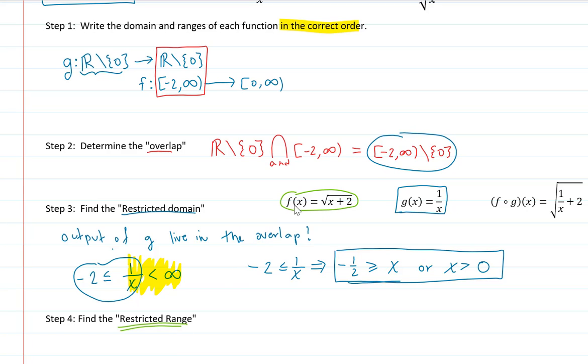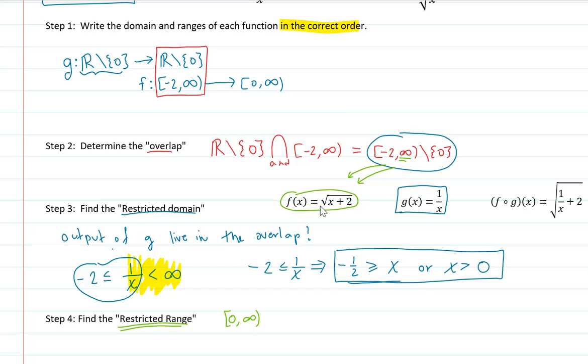You just need to look at what we are feeding the f function. And remember, what we're feeding the f function is the overlap. So when x is -2, the square root of -2 plus 2 is going to be, well, 0. And then as x becomes arbitrarily large, well, the square root of something really, really large is still really, really large. So this is almost the restricted range.